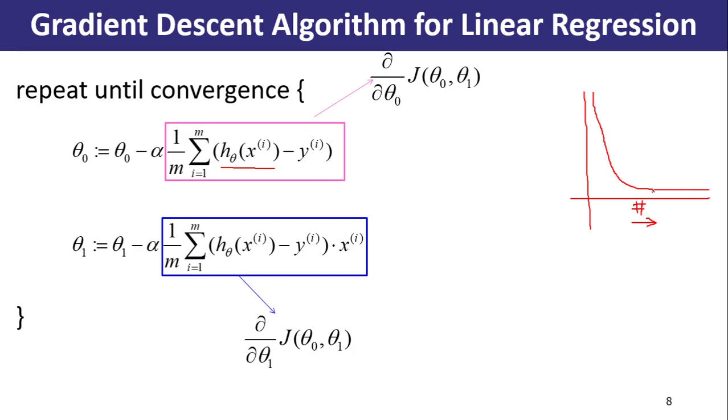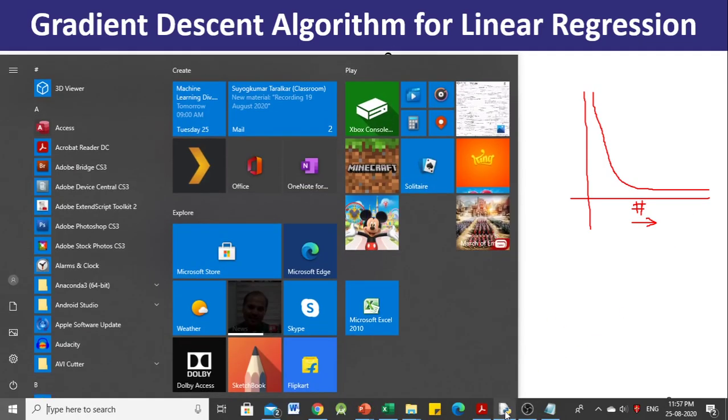So the curve is almost flattened out at the time of convergence, and that is why we have mentioned the condition for convergence: the cost in the earlier iteration and the cost in the next iteration. If the difference is very small, less than epsilon, then we say that we have converged.